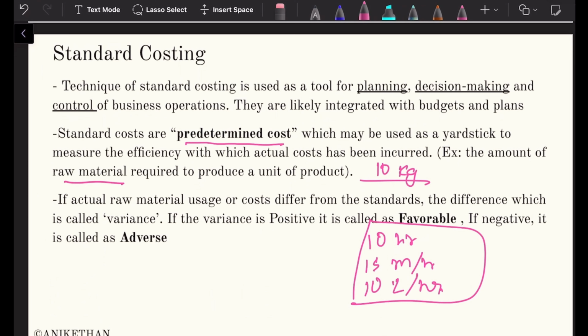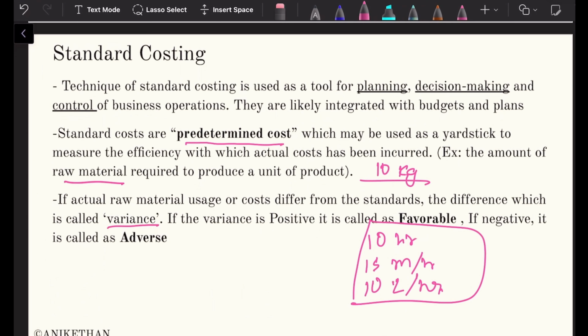How is it compared? It is compared through variance analysis. Variance is nothing but the difference between standard and actual. If the difference is positive, it is called a favorable variance, and if it is negative, it is called an adverse variance. Once there is an adverse variance, the planning department will dig deeper and find out the reason for this. All these are important when you start working in an organization. You should know what standard costing is, and what the standard values are.